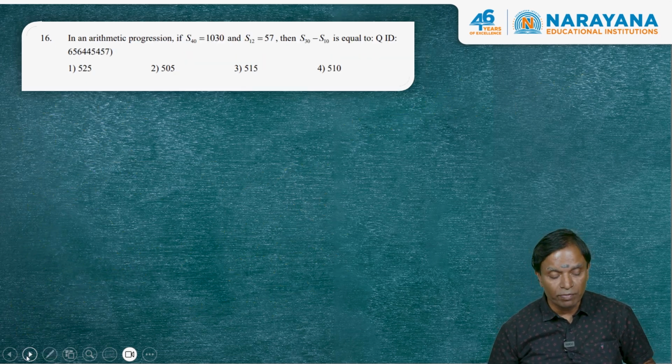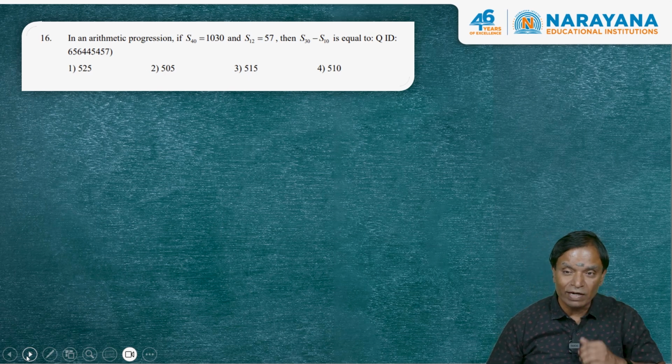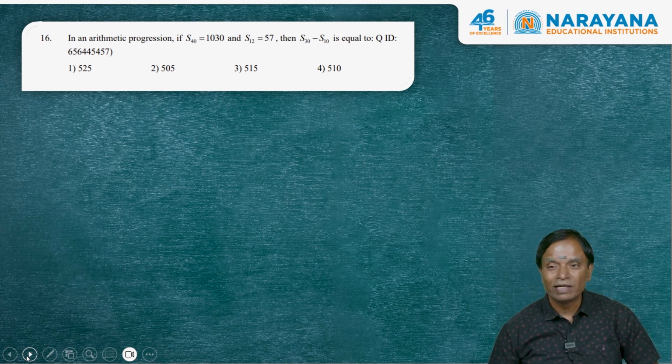In an arithmetic progression, S40 you are given as 1030. S12 is given as 57. Then you are asked to find S30 minus S10. I think this problem you can do it.